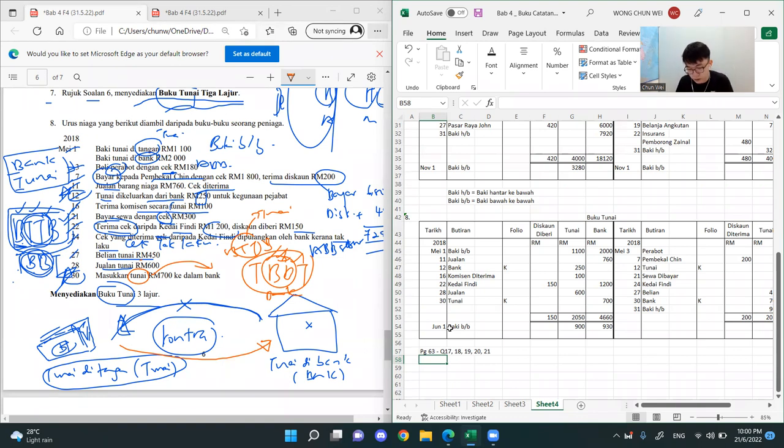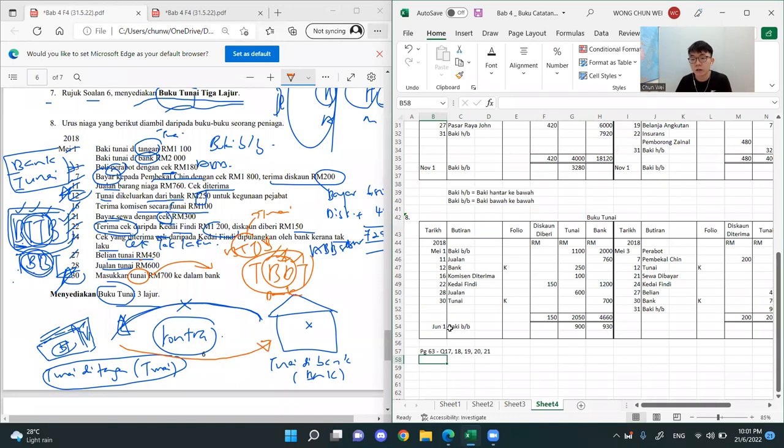So 17 and 18 just ask you to do the jurnal penerimaan and jurnal pembayaran tunai. And 19 and 20 are a bit special because they give you documents. This document is very straightforward. Just need to know what it is for, and then you just record in your jurnal penerimaan tunai and also the jurnal pembayaran tunai. So you try out how to do this document.